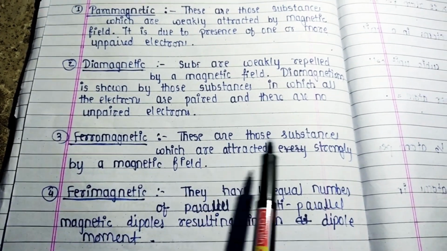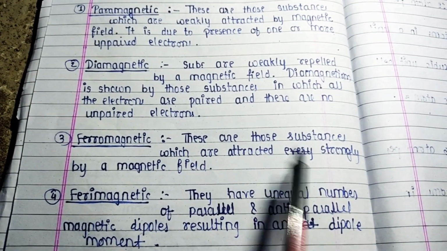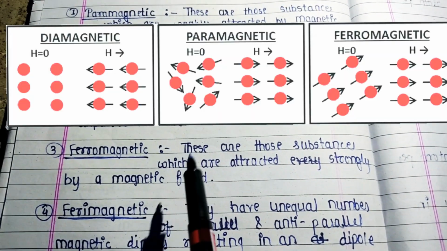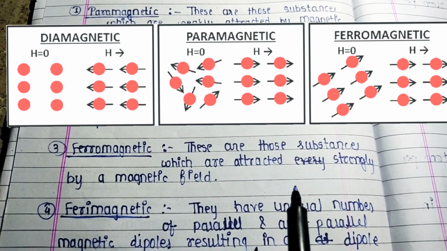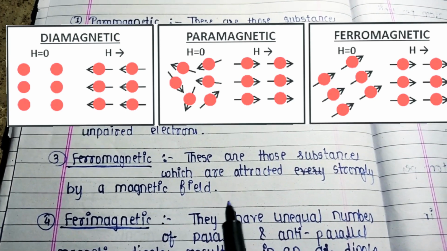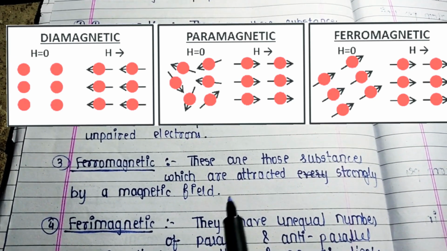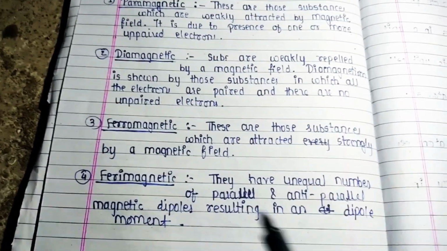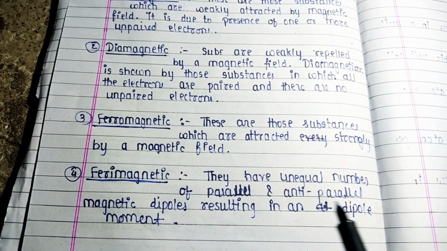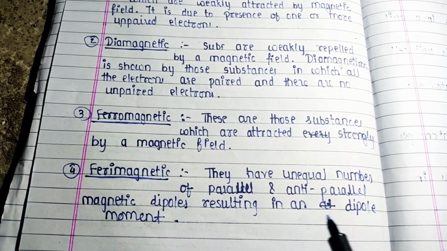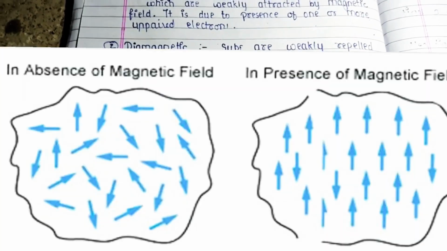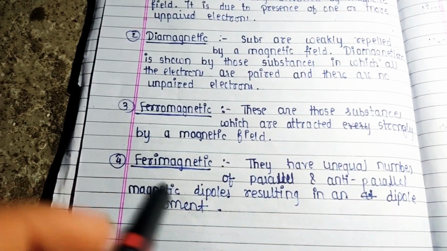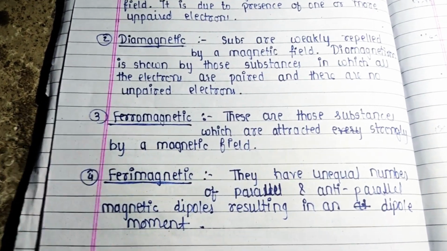Ferromagnetic substances. These are those substances which are attracted strongly by a magnetic field. In this structure, as you can see, they exhibit a strong attraction to the magnetic field and are able to retain their magnetic properties after the external field has been removed. Last one is the ferrimagnetic. They have an unequal number of parallel and antiparallel magnetic dipoles resulting in a net dipole moment. So by this given diagram, you can easily understand the classification of substances based on their magnetic properties.